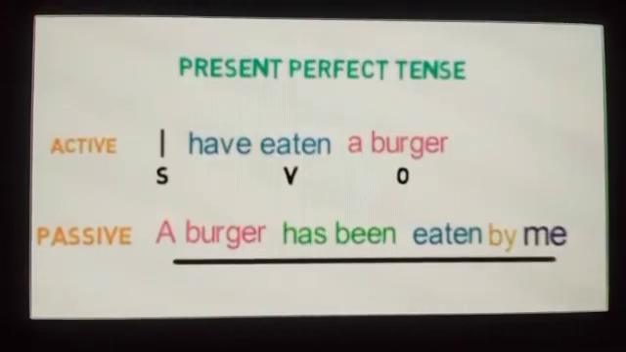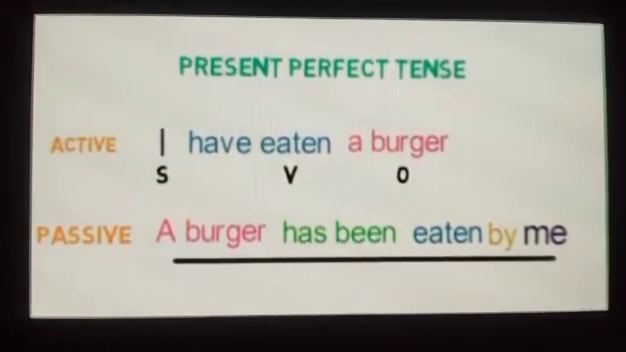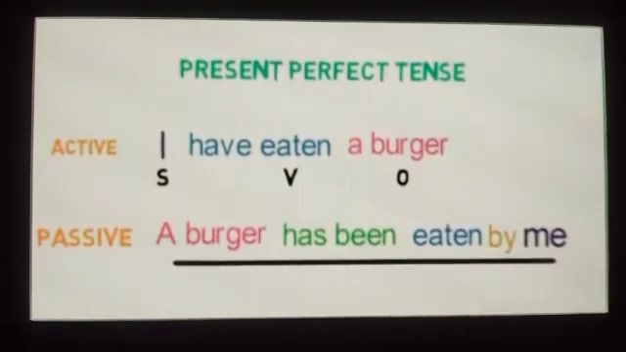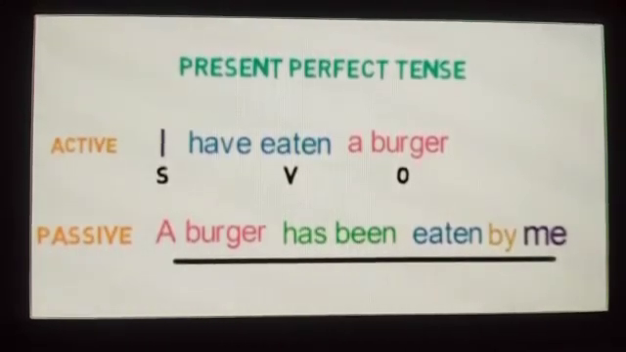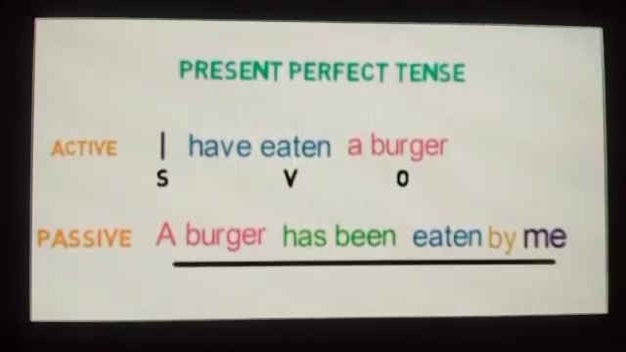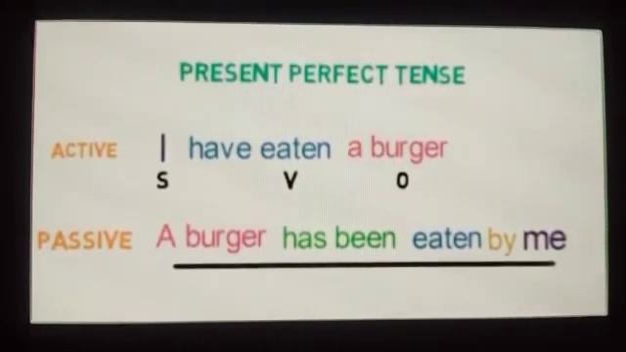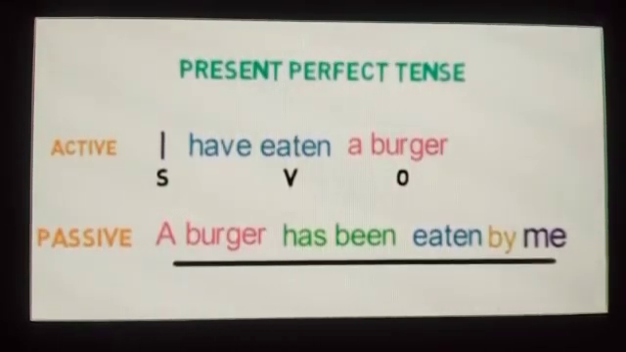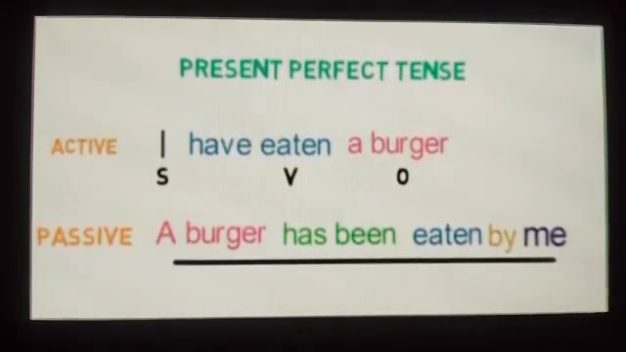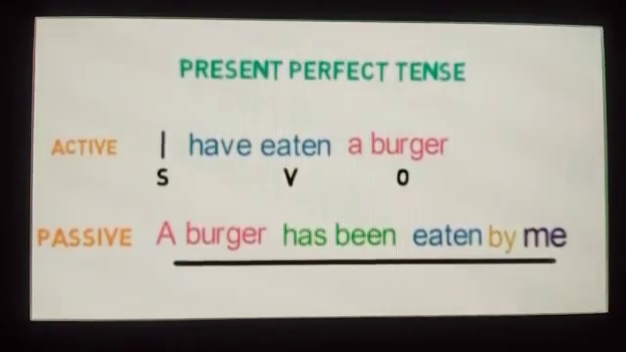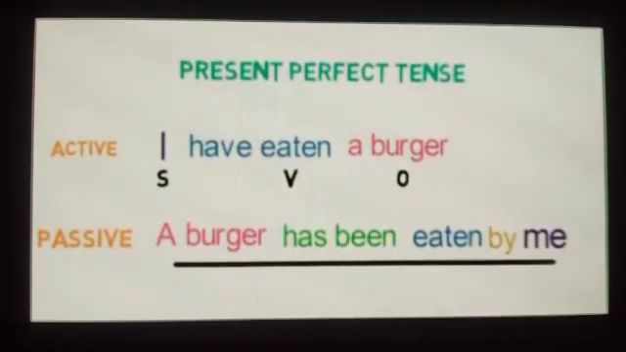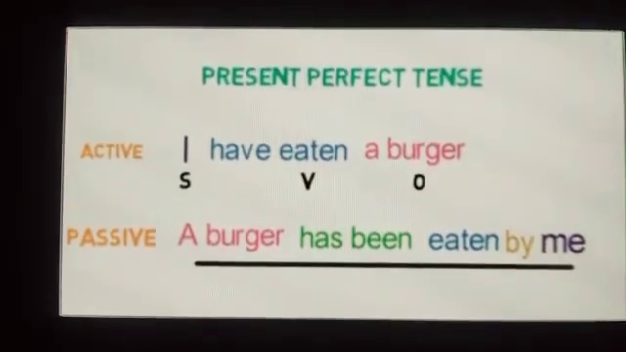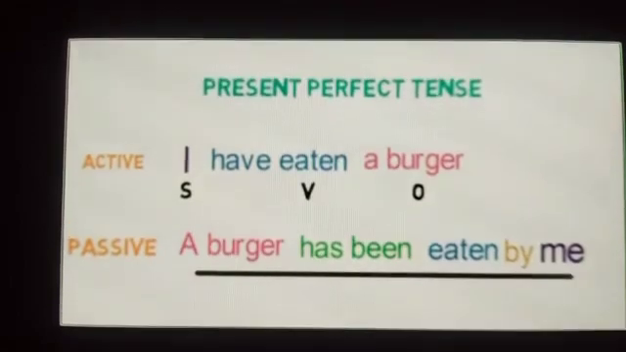Let's move on to the passive of present perfect tense. You can see here in the example of active voice, I have eaten a burger. So what you have to do, first of all, we need to identify what is the subject in the sentence, what is the verb and what is the object. And after the identification, we have to swap now. We have to interchange subject with the object and object with the subject. So I have done here the same. I have put a burger in the place of I, and our object pronoun me I have put in the place of a burger. Then I have used third form of the verb, eaten.